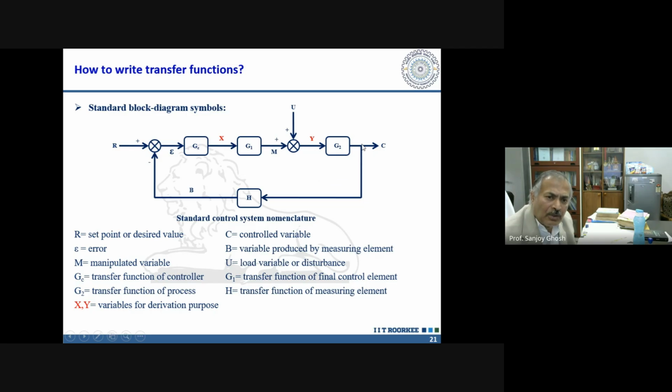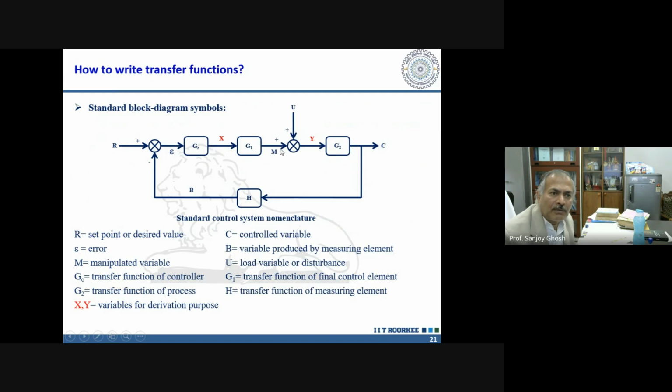And then you are using a measuring device, measuring sensors and all these things. That also will give a transfer function. H is the transfer function of the measuring device, right? And then all these transfer functions. And look, U is called the disturbance, and R is your input, right? That means the set point, and C is your output. So you can say R and U are both inputs, but U is unmanipulated. It is not manipulated, and the R input is manipulated.